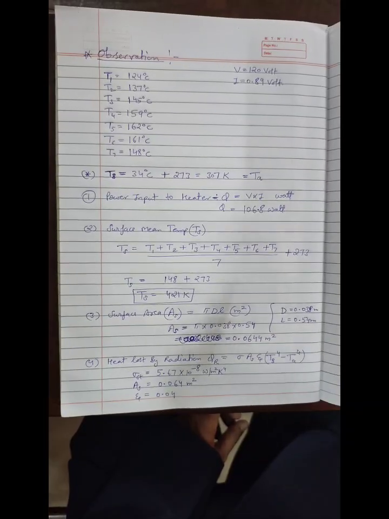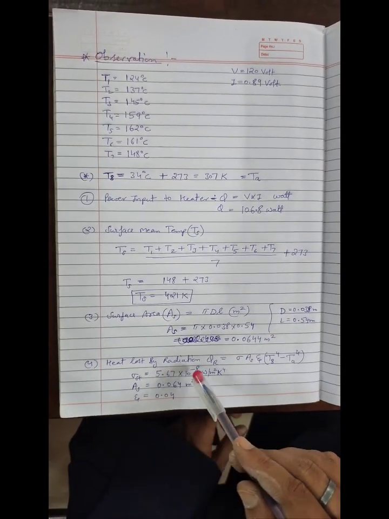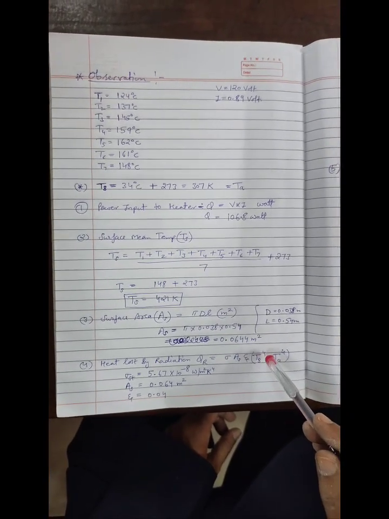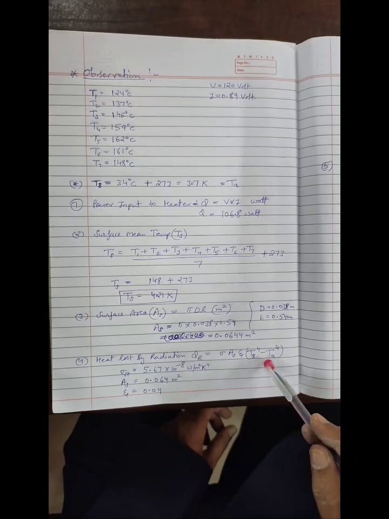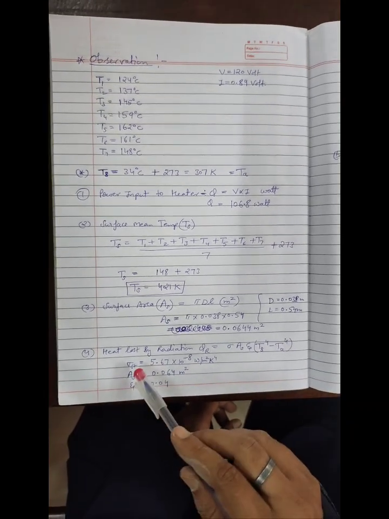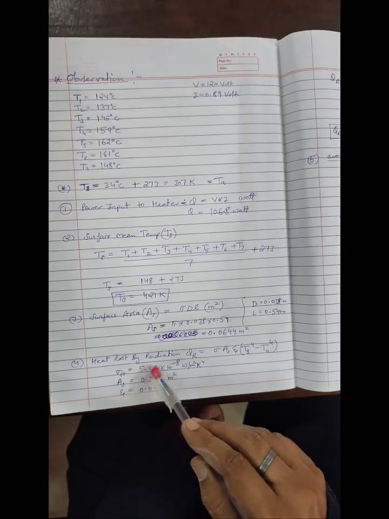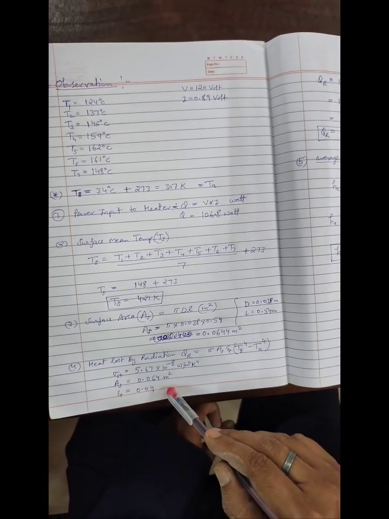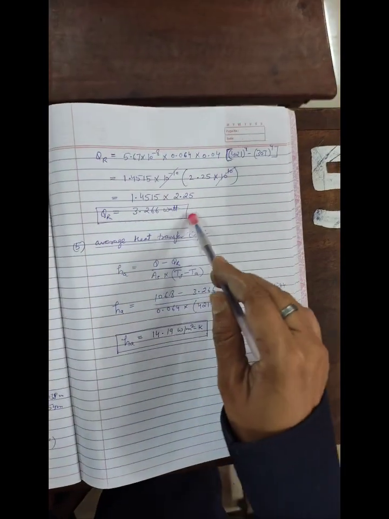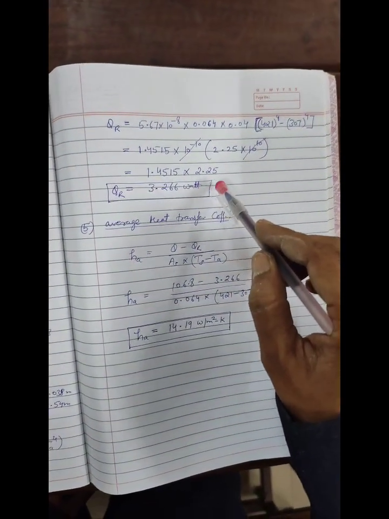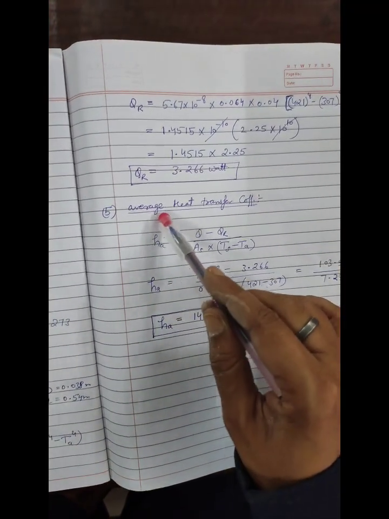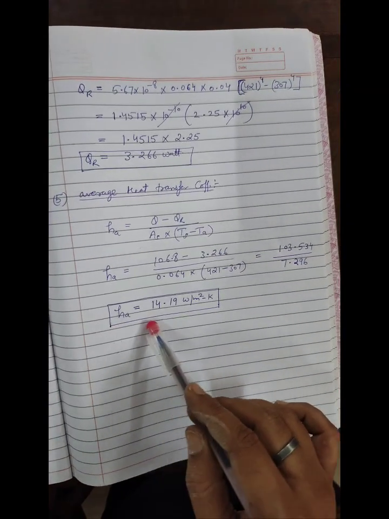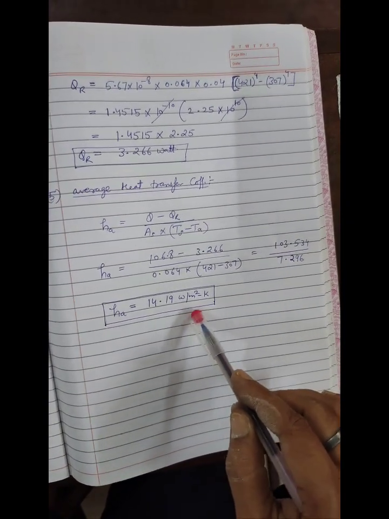Now we calculate heat lost by radiation, Qr equals sigma As epsilon (Ts to the power 4 minus Ta to the power 4). Sigma is the Boltzmann constant, which we take the value as shown here, and epsilon is the emissivity of the cylinder material. From calculation we get Qr as 3.266 watt, and now we calculate the average heat transfer coefficient. From this formula we put in all these values and we get an average heat transfer coefficient of 14.9 watt per meter square Kelvin.